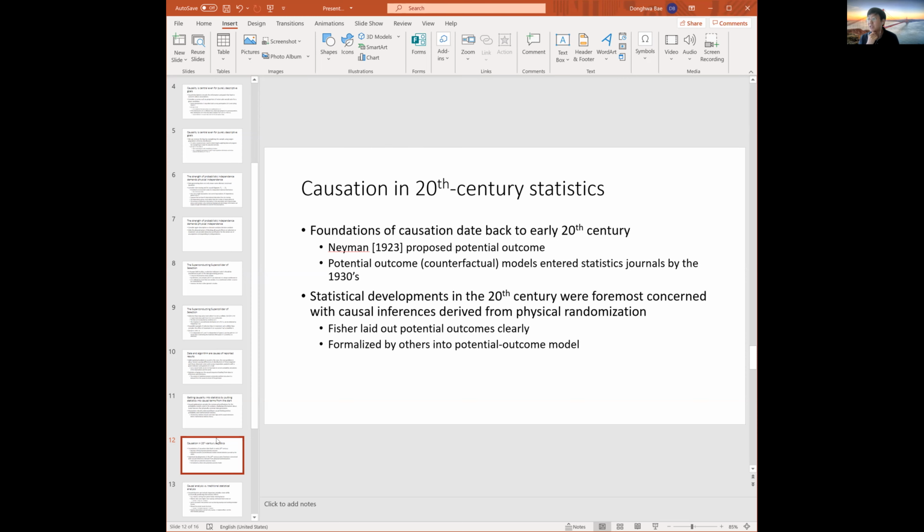Fisher laid out potential outcomes clearly in his 1930s papers, and those were formalized by other statisticians later into potential outcome models in the 20th century.